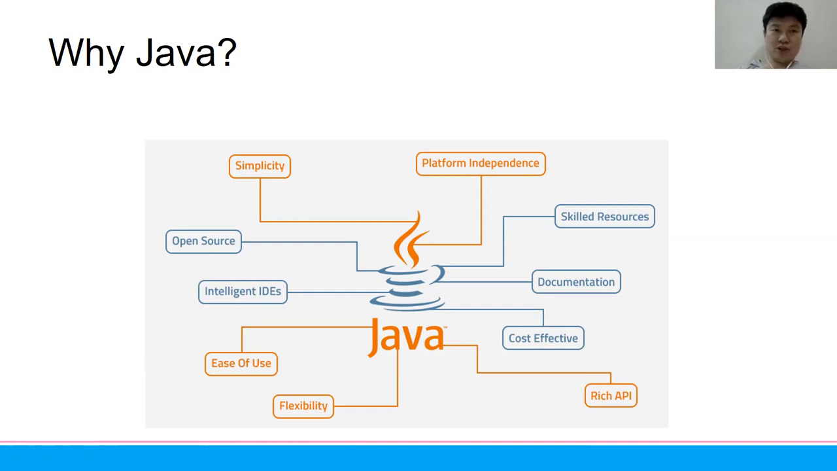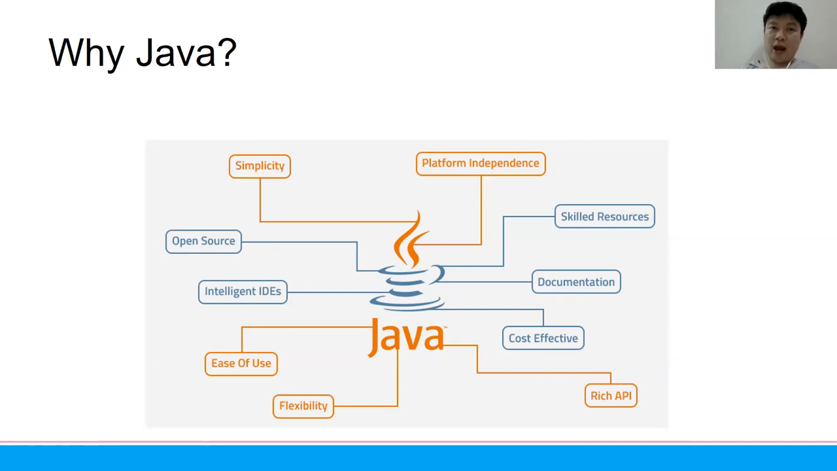Flexibility, so you can use it in mobile, in things, in web, in desktop, okay. It's flexible. And there are many rich APIs. When you have Java, it's not that difficult to connect with an API. There are many skill resources. So when you connect to the internet, you can get a lot of information about Java.